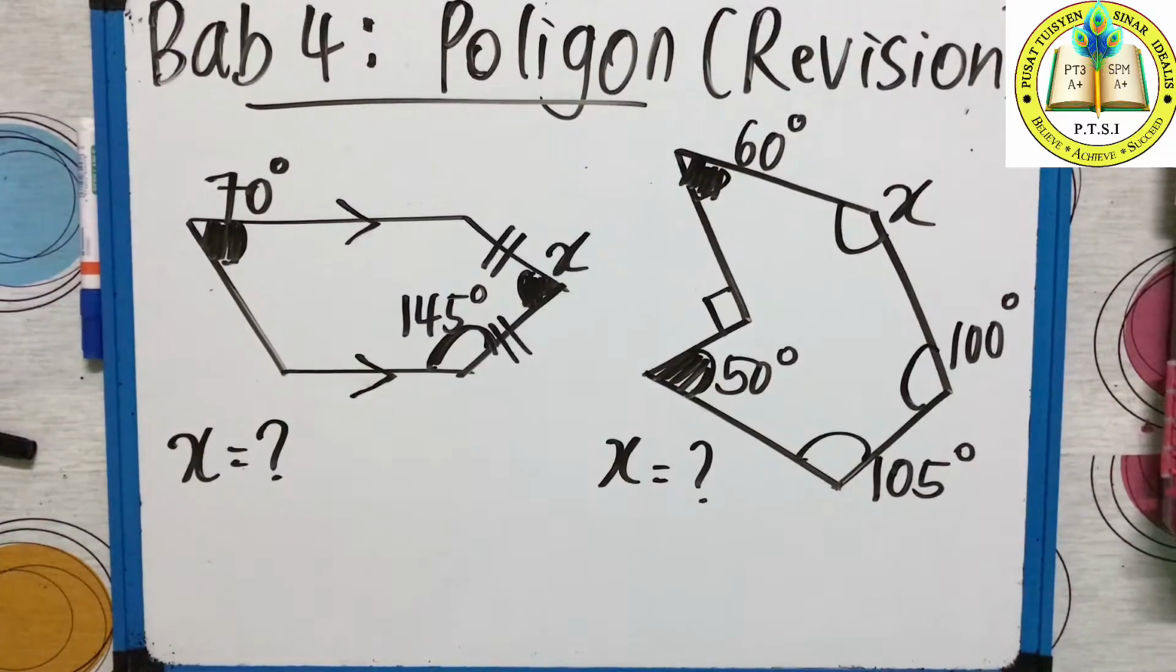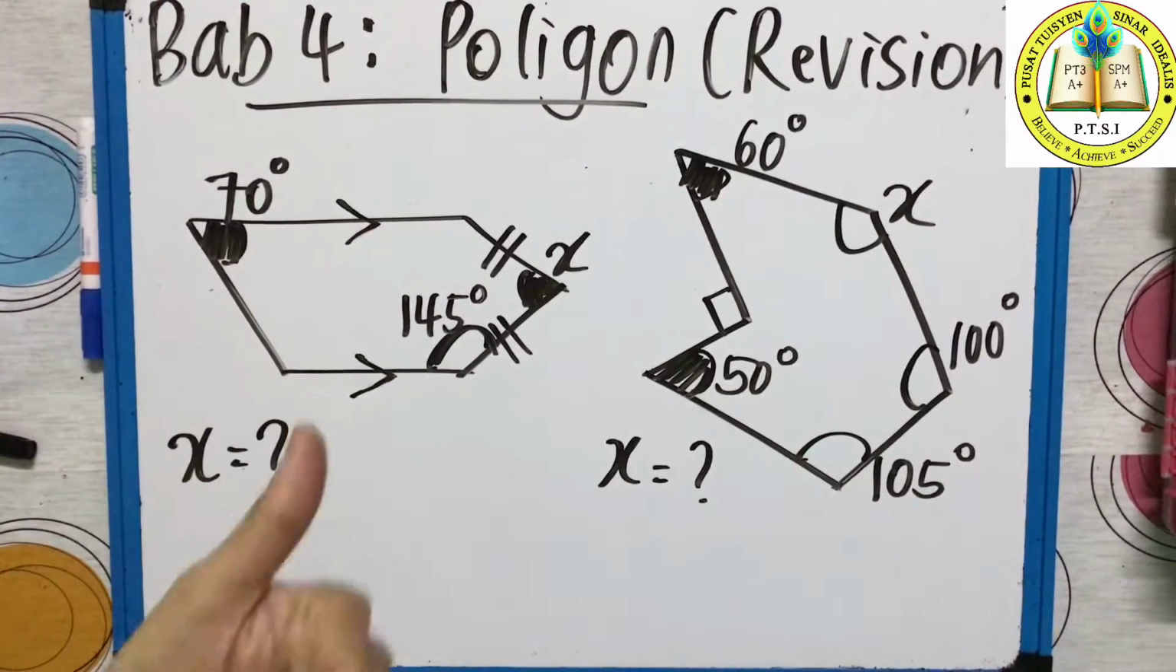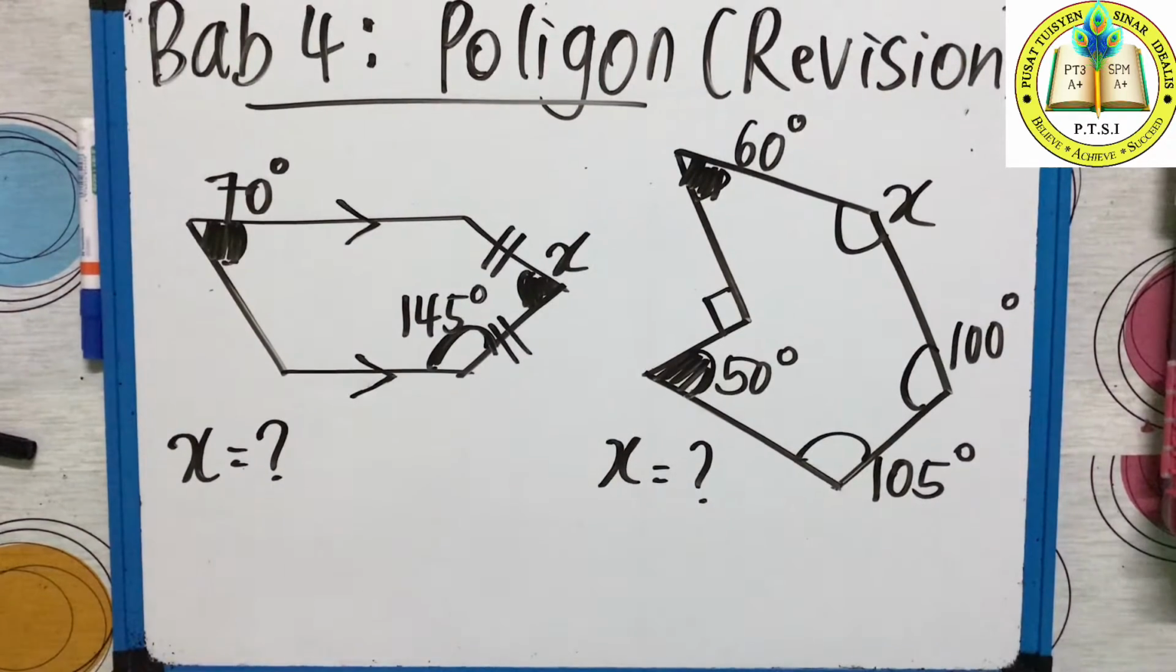Okay class, this one's a polygon question. That day I gave you all the exercise. I want to revise a few questions again. These are the questions where the students made silly mistakes. Now I'm going to clarify the mistakes that you have done.